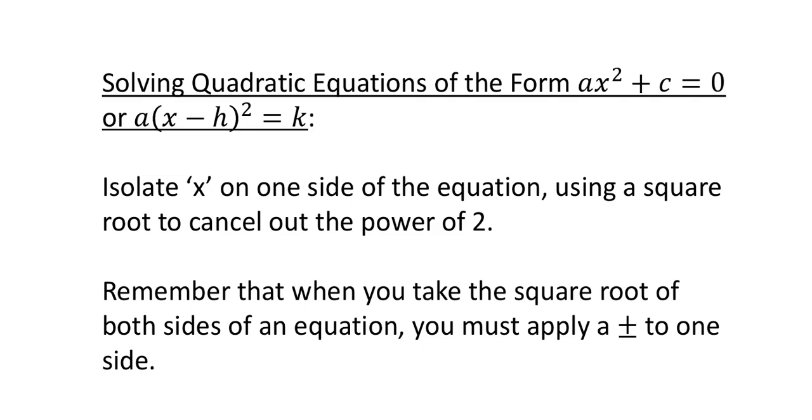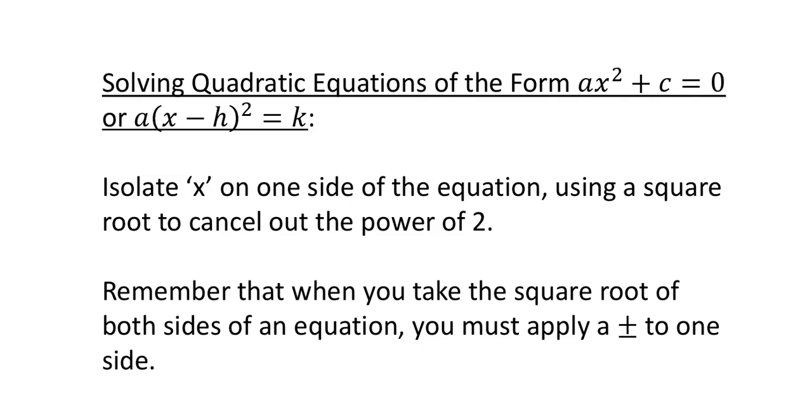And so the first kind we're going to look at in 7.1 are equations where we can use the square root property to cancel out a power of 2 on both sides of the equation. Quadratic equations that look like the two that you see here, ax squared plus c equals 0, or a times (x minus h) squared equals k, we can solve by just taking the square root of both sides of the equation. So we won't be factoring to solve it, even though these are technically quadratic equations.